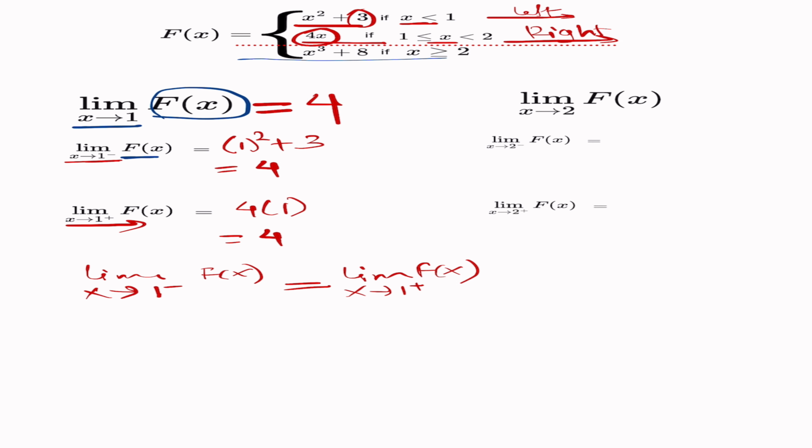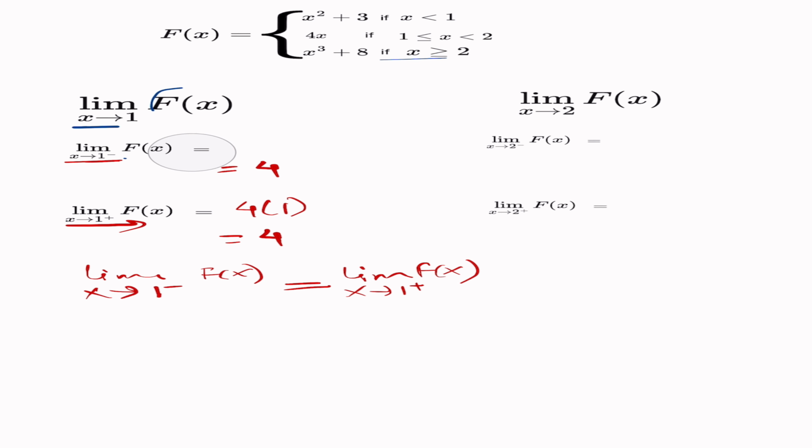This limit exists. So let's just write down clear, 4. So now let's talk about this function. When x is approaching 2, what is the limit of f of x?